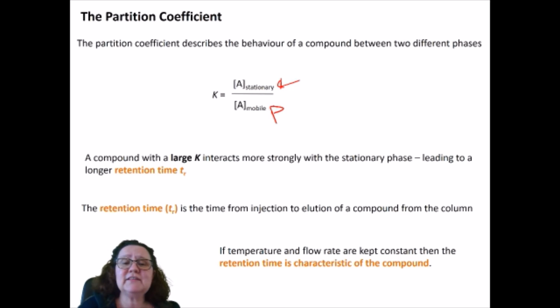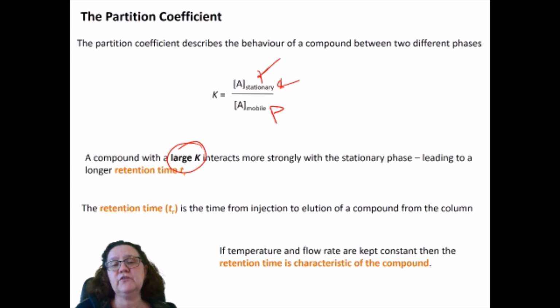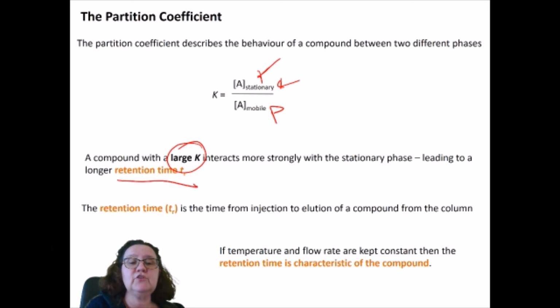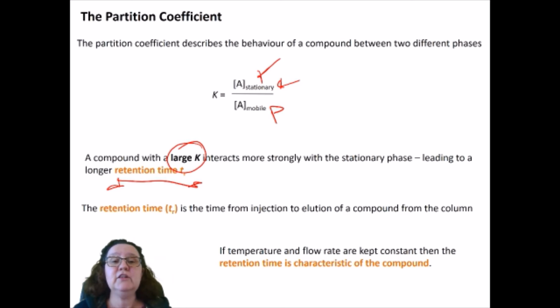A compound that has a large partition coefficient interacts more strongly with the stationary phase. It will take longer for that compound to leave the stationary phase because it will feel less attracted to the mobile phase, so it will not be dragged along by the mobile phase. That will lead to what we call a longer retention time, which means it will take longer to leave the stationary phase.